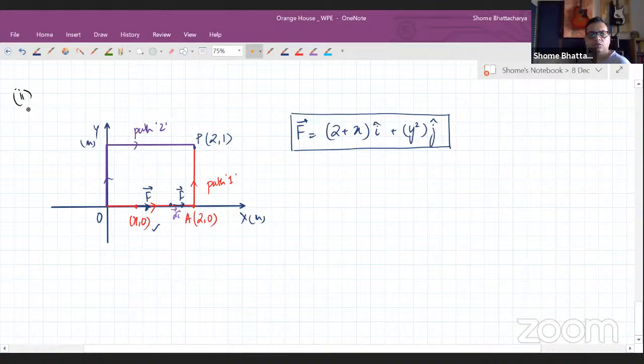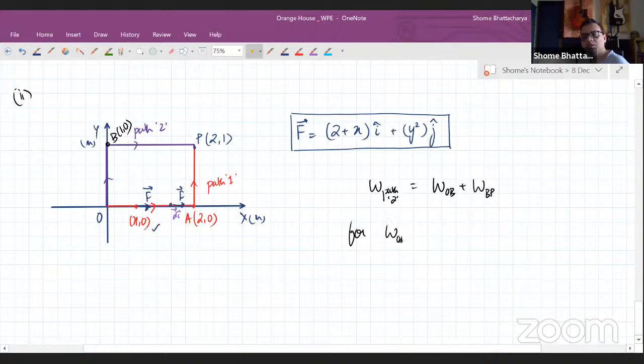So for the second part, you take this point as B. So this one's coordinates are 1 comma 0. So work done by path 2, you can see, is work done from O to B plus work done from B to P. So for work done from O to B, you'll see that the general point is somewhere over here, which has y coordinate variable and x coordinate fixed as 0. So this is a general point 0 comma y, and y is ranging from 0 to 1.